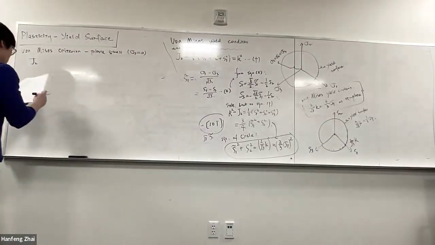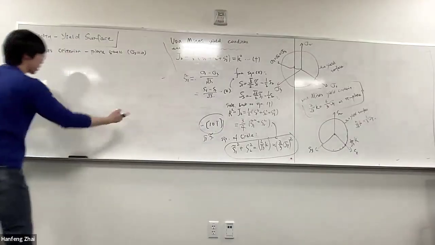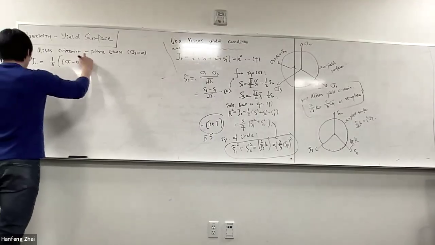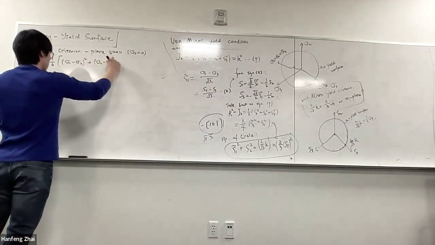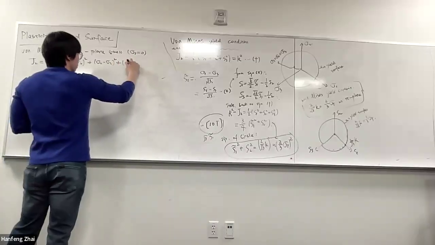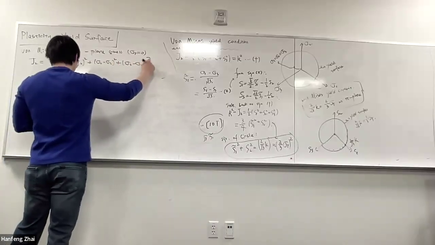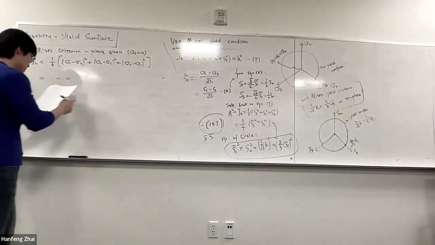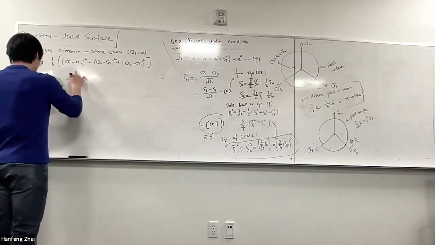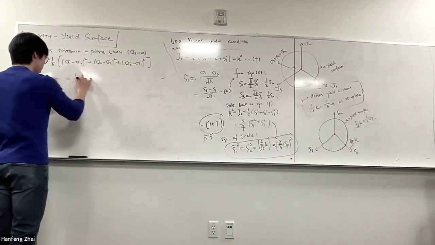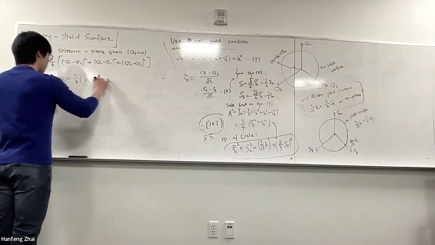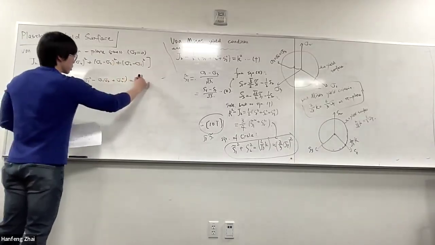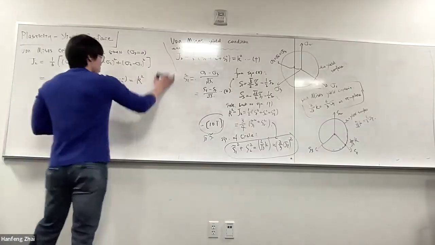So what is J2 here? By skipping the algebra, we directly use the conclusion: 1/6 times (sigma 1 minus sigma 2) squared plus (sigma 2 minus sigma 3) squared plus (sigma 3 minus sigma 1) squared. With some algebra, because we don't have sigma 3, we end up with 1/3 times (sigma 1 squared minus sigma 1 sigma 2 plus sigma 2 squared) equals k squared. Cool.